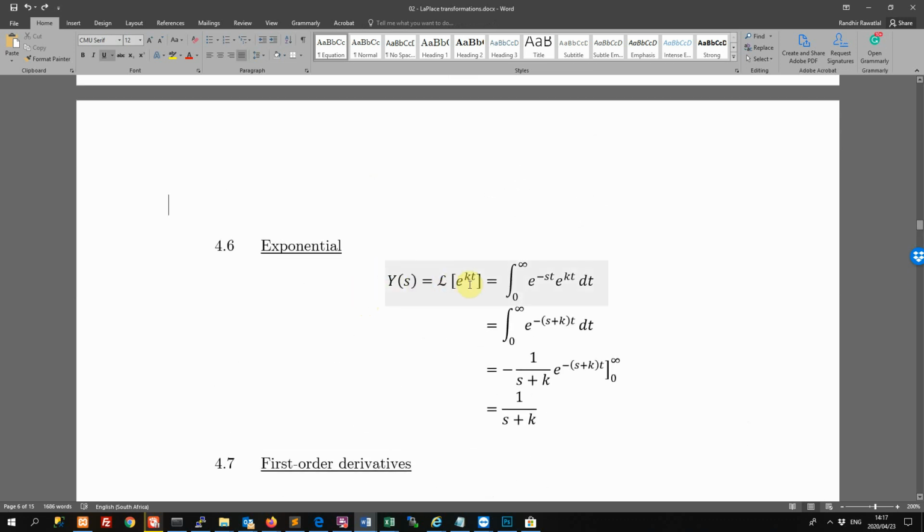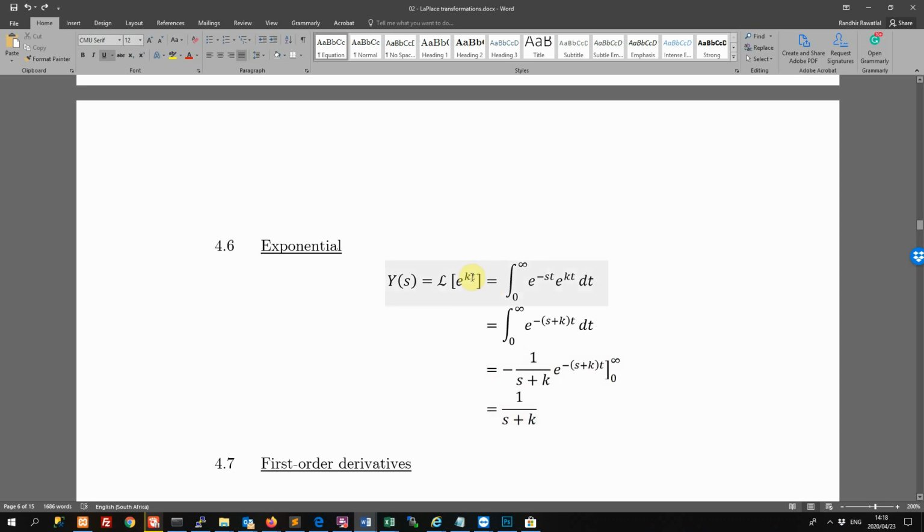So if our function is e to the kt, then in our transformation, e to the minus st times that. Of course, we would group those together. So grouping the t, it's minus s plus k times t. And when we integrate that, of course, the s and k are constants in time. So it's minus 1 over s plus k, e to the minus s plus kt. And from 0 to infinity, at infinity, this is e to the minus infinity, which is 0. And then at 0, this is e to the 0, which is 1. And then it's minus 1 over s plus k, so it's 1 over s plus k.